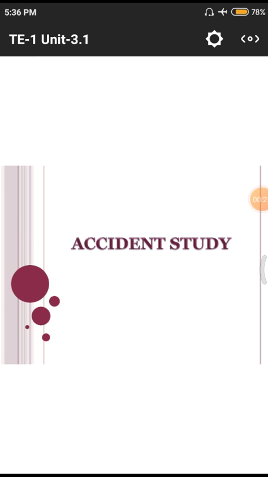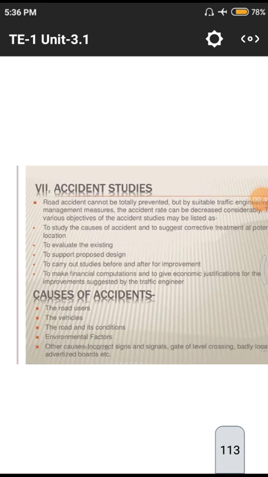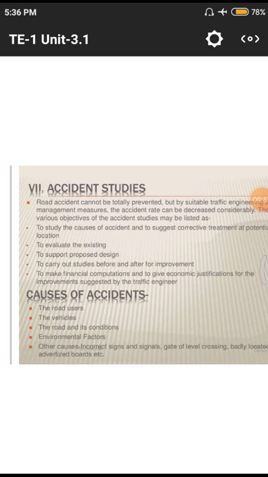Why? Because the total construction will depend upon these accident studies. That means if the area is a heavily accident-prone area, the project has to change its direction, so we need to do these accident studies in different areas where there is a high probable risk. First of all, what is the accident study?